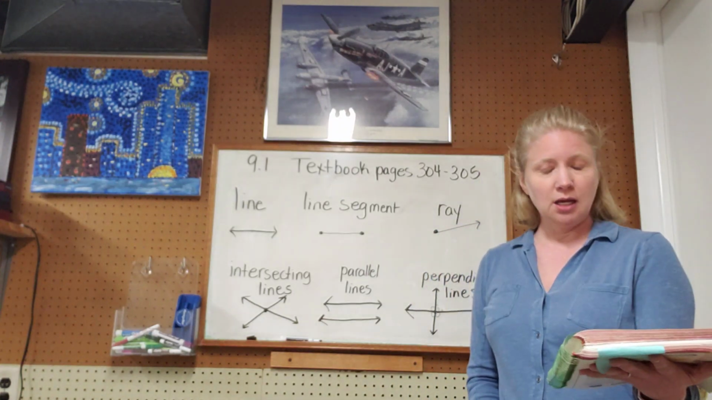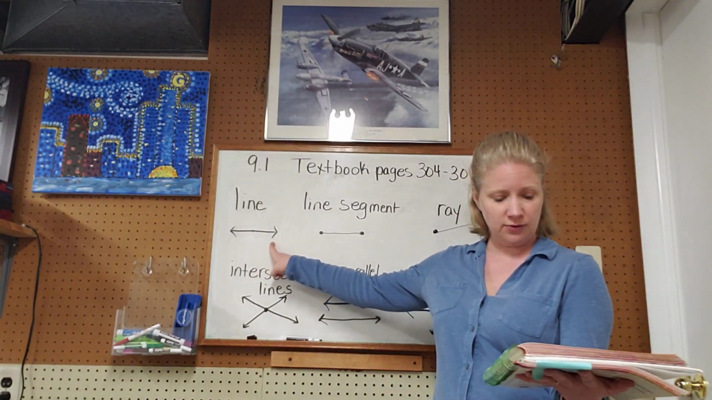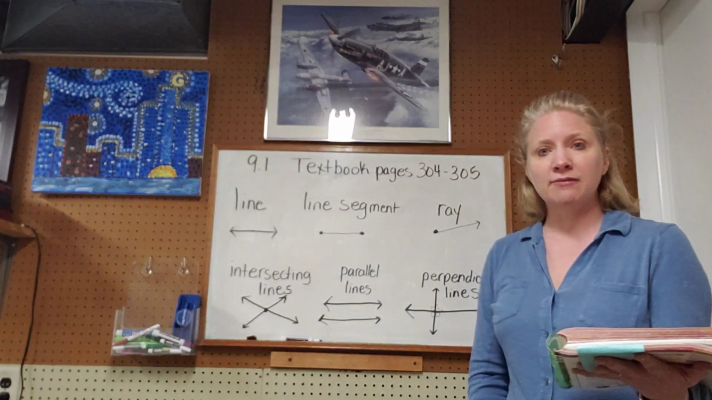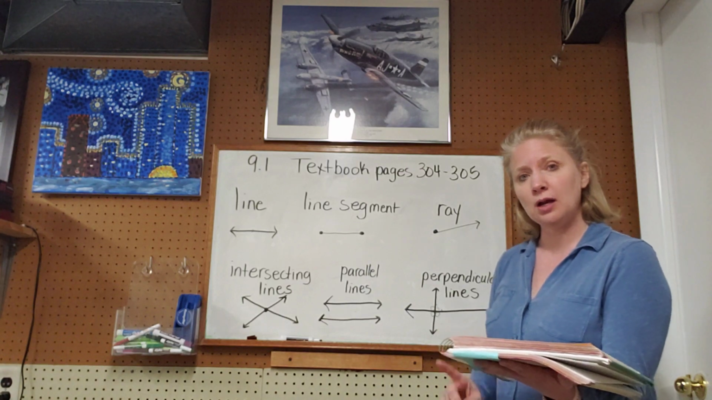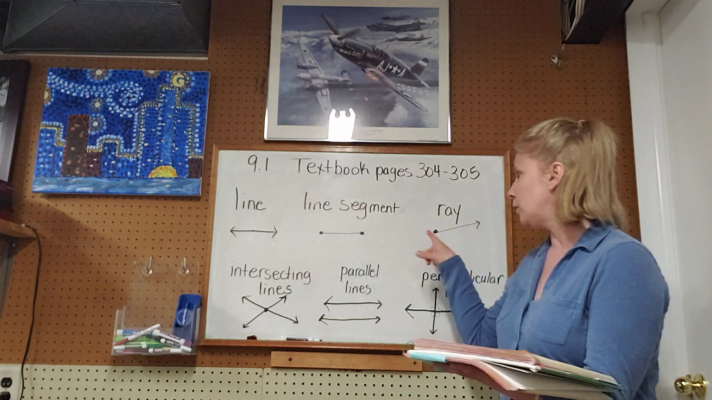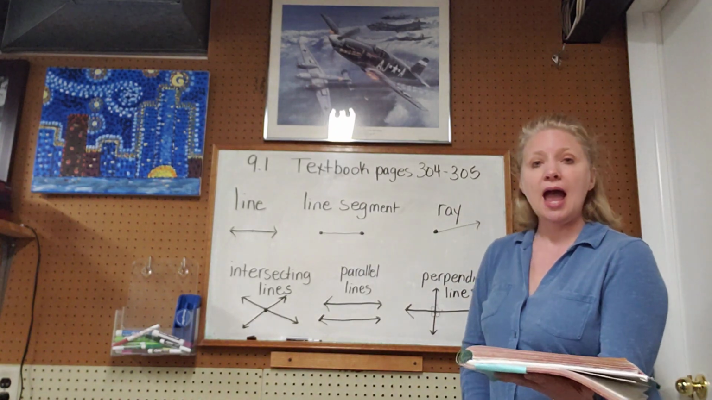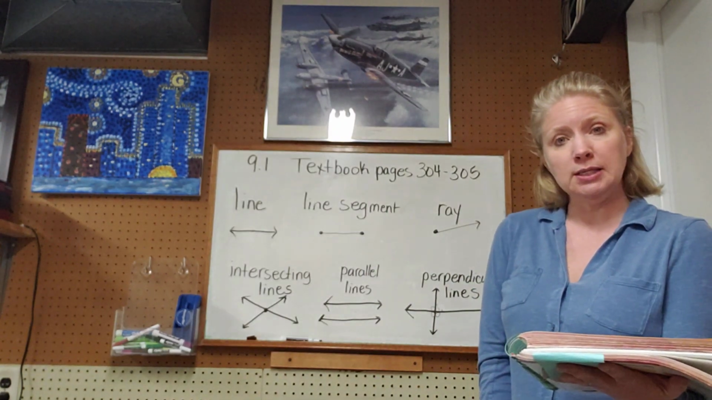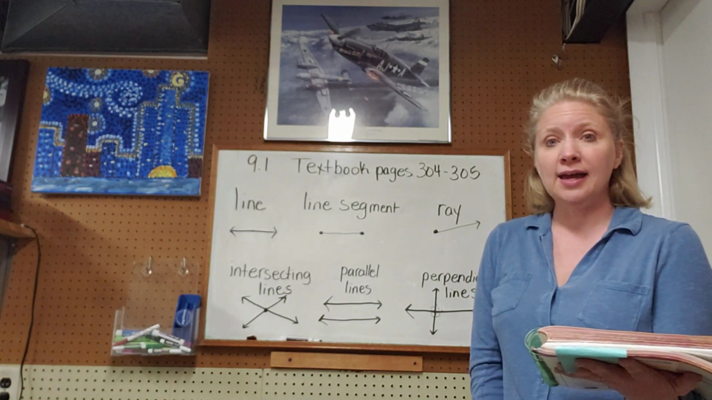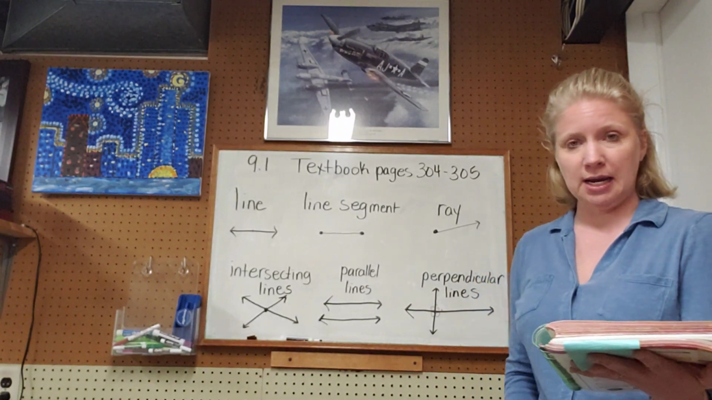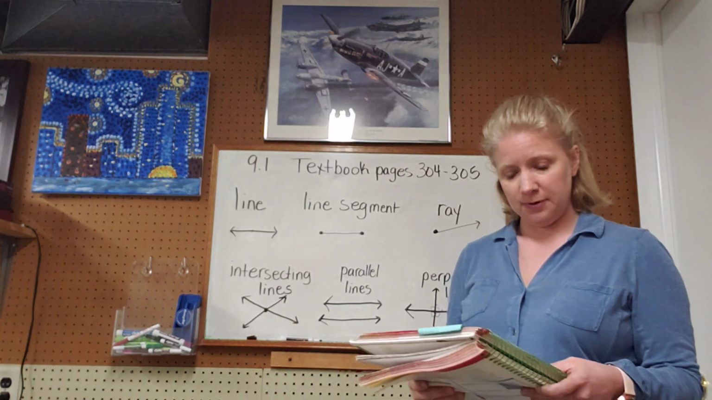Number 6 is a line with 2 arrows on both ends. You should have gotten line for number 6. Number 7, you have a starting point, and then you have an arrow that continues one way, which is a ray. Number 8, it has a starting point, it has a point, and then it has an arrow on the end, but it's not a straight line. So that is none. None of these. Number 8 is none.